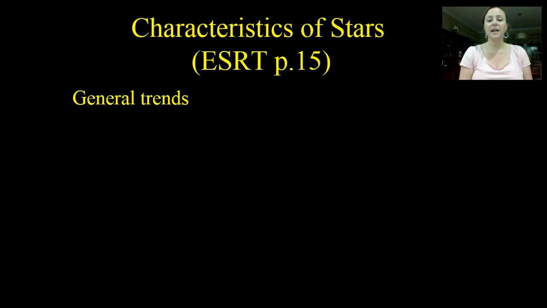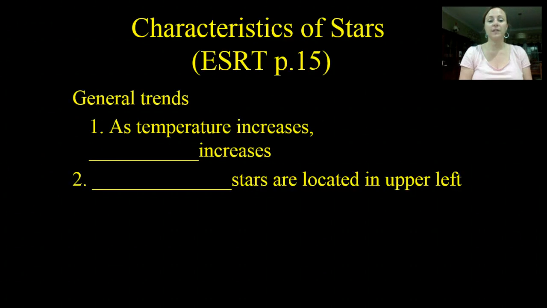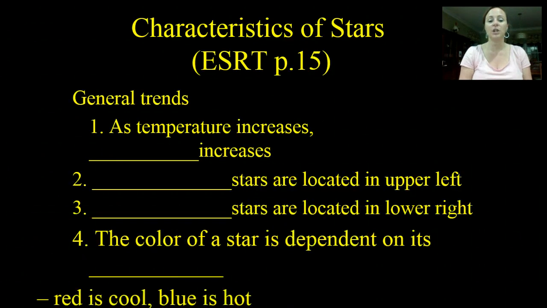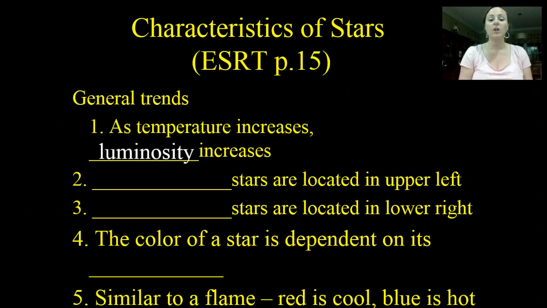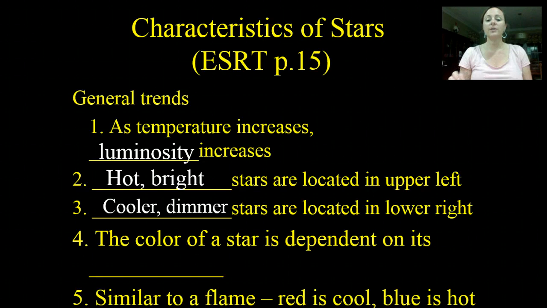So again, this is the characteristics of stars chart on page 15, and you need to take note of some of these general trends when we read this chart. So what we said before, as temperature increases, luminosity also increases. Hot, bright stars are located in the upper left corner, and cooler, dimmer stars are located in the lower right corner. And the color of the star is dependent on its temperature. Similar to a flame, red is cool, but blue is hot.